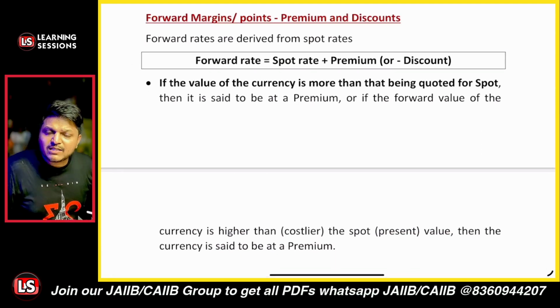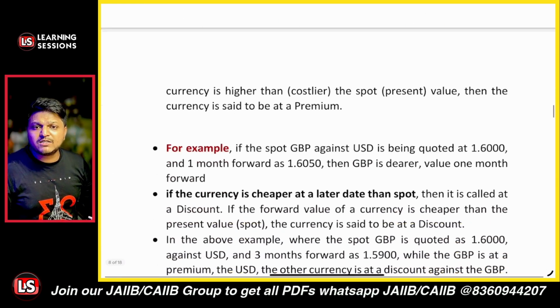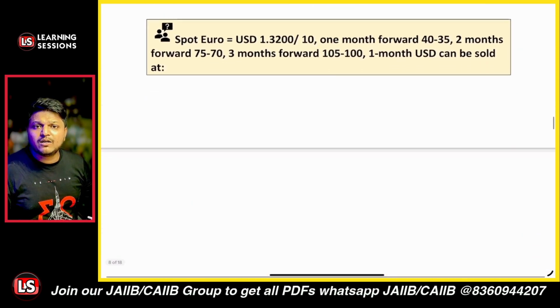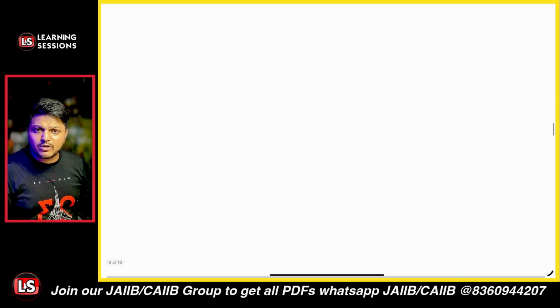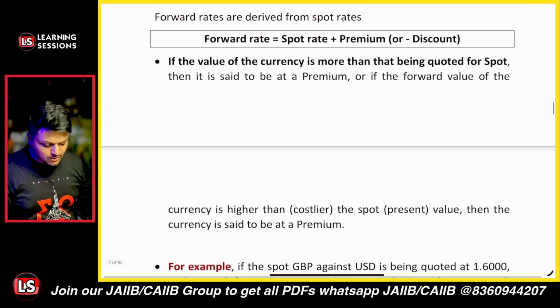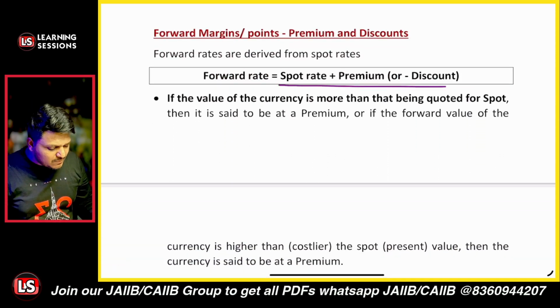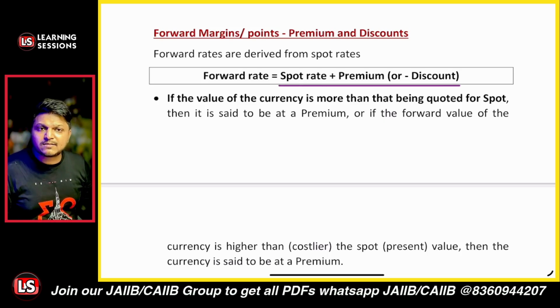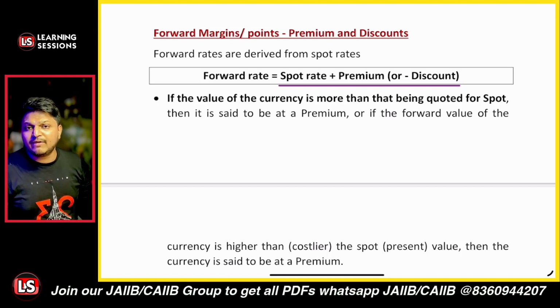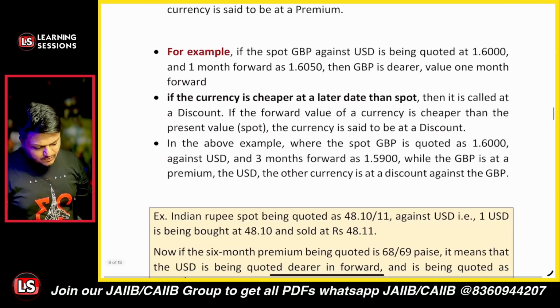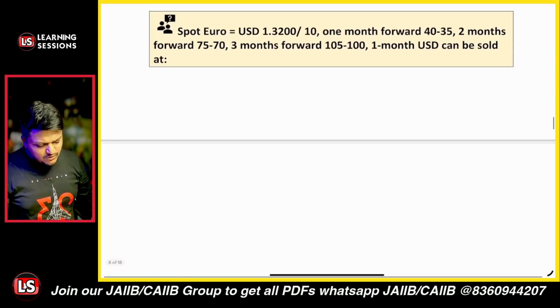The forward rate depends on forward points, and I just told you forward points depend on some factors: the spot rate, the forward period, and the interest rate differential. So forward rate, as I told you, is spot rate plus the premium or minus the discount. If the forward value of the currency is more than the quoted spot rate, the currency is said to be at a premium, and the forward points are added. If the forward value of the currency is less than the spot rate, the currency is said to be at a discount, and the forward points are subtracted. Is that clear? Now let's solve this question.